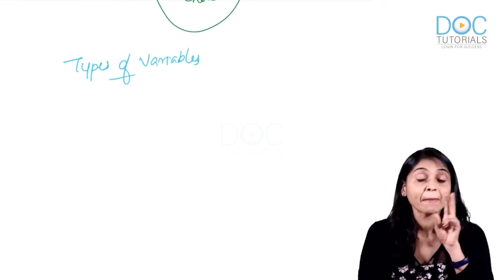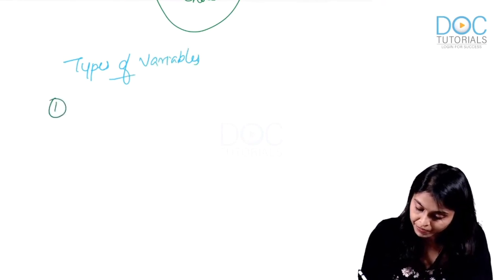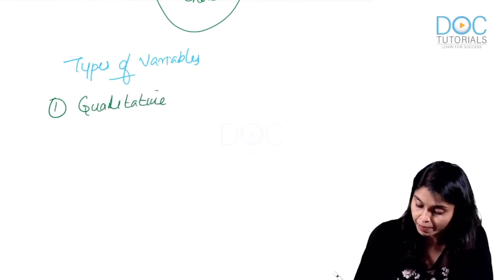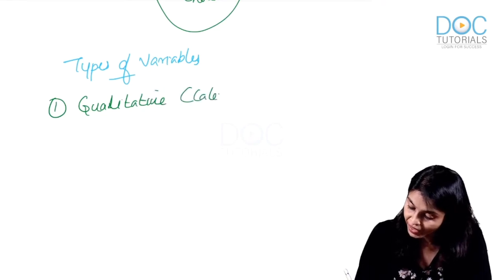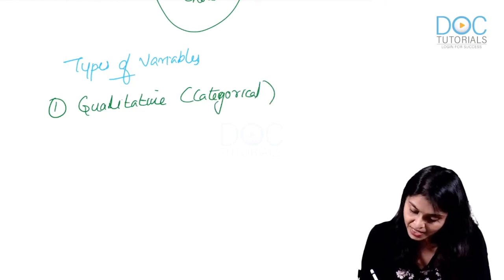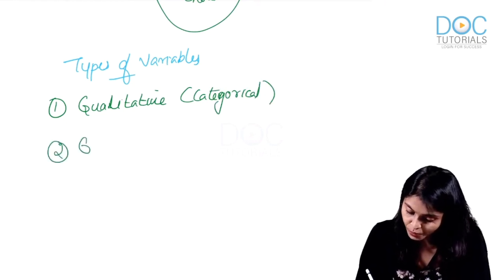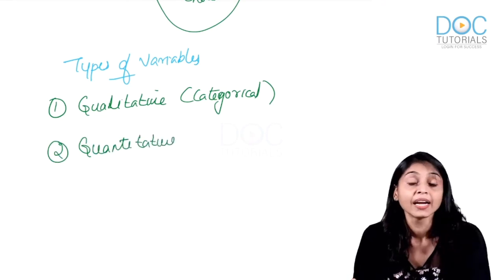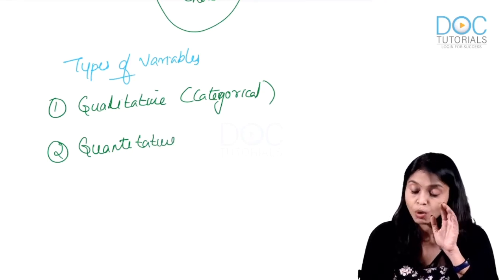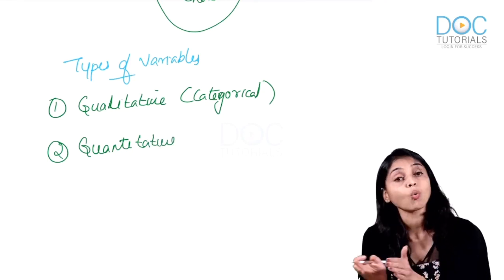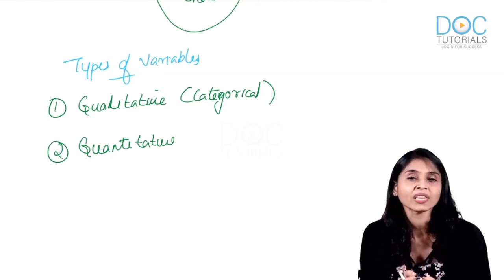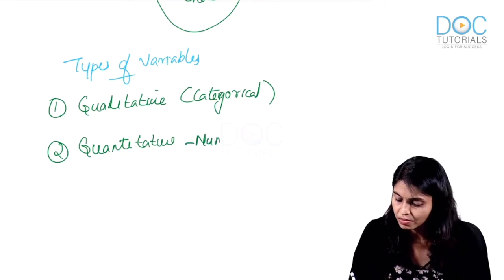You know, variables are mainly divided into two. One, qualitative variable, also known as categorical variable, and the second is quantitative variable. Now, what do you mean by qualitative variable? Qualitative means, as the name indicates, it denotes the quality of a variable. Quantitative means, as the name indicates, something which is quantifiable, or the answer will always be in terms of numbers.